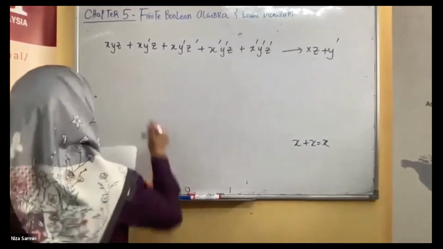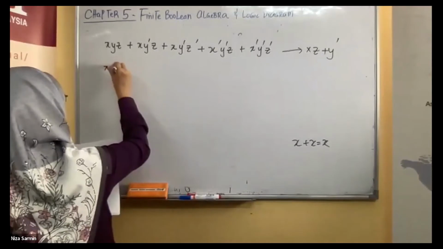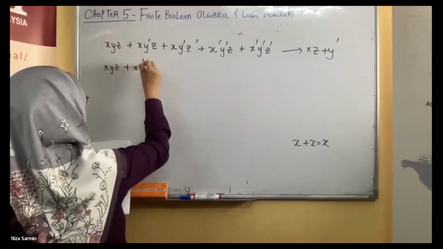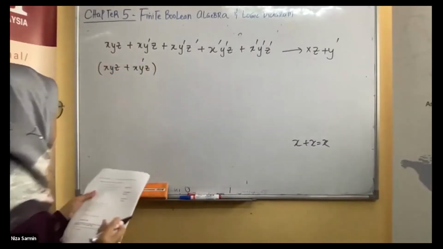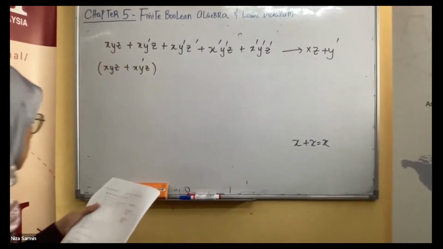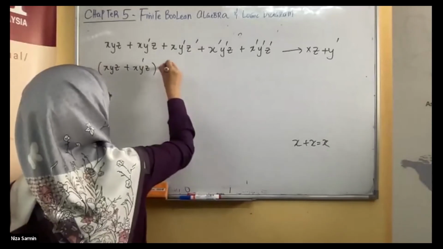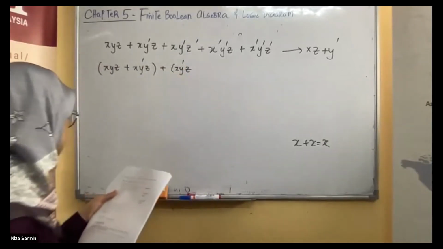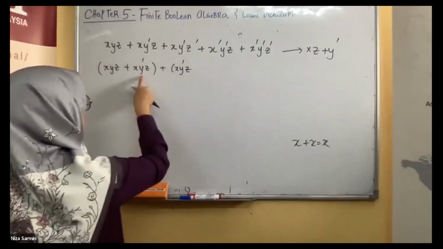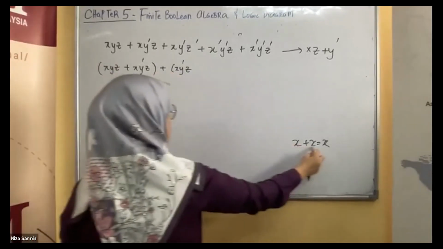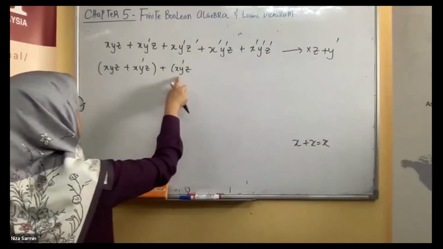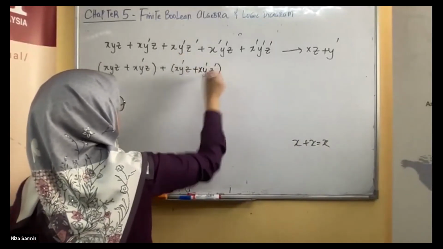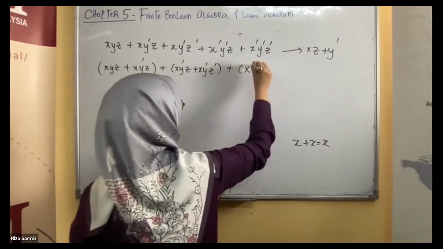So I create x, y, z, which is the same. X, y prime, z is the same. I group. And then I create x, y prime, z. It's not there, but these two are equal. I just create this so I can pair with this. And then the last one.